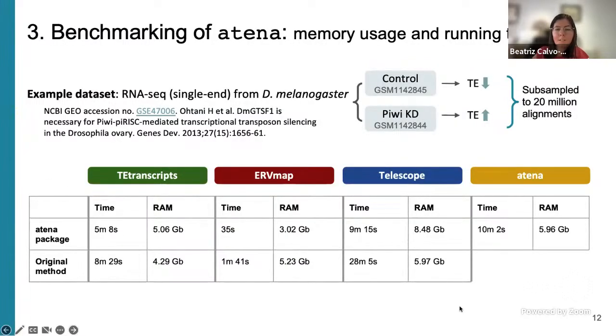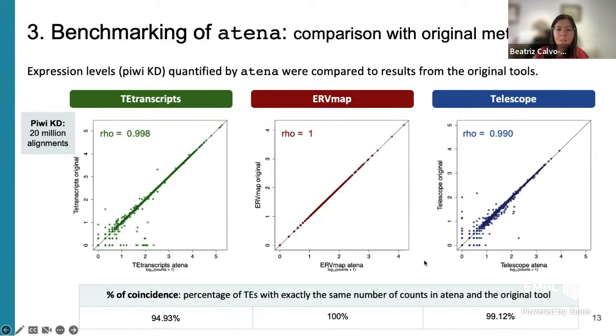So we used a published RNA-seq dataset of Drosophila to benchmark Atena. We selected these 2 samples, which are control and Piwi knockdown. In Drosophila, the Piwi silencing complex silences TEs, so the knockdown is expected to increase TE expression. So for running Atena for these 2 samples of 20 million alignments, Atena was faster than the original method in all cases. And as for memory usage, it was quite similar except for Telescope and Atena that used a higher memory. If we compare the quantification of the original methods and Atena, we see that the methods in Atena have a high accuracy.